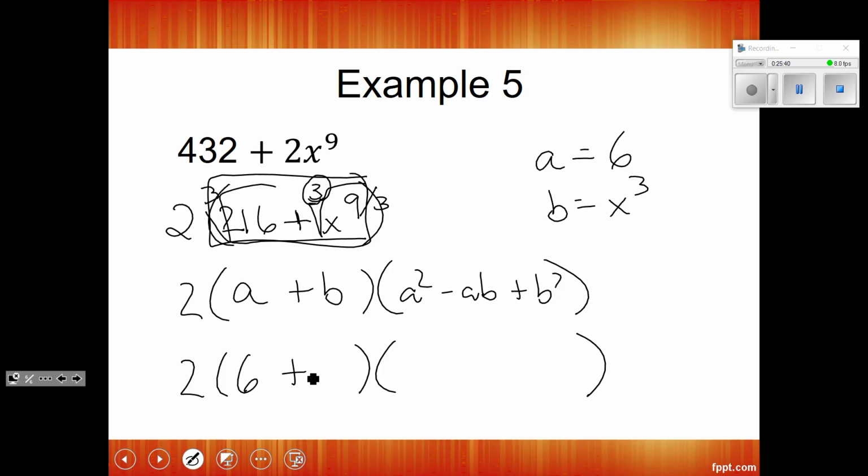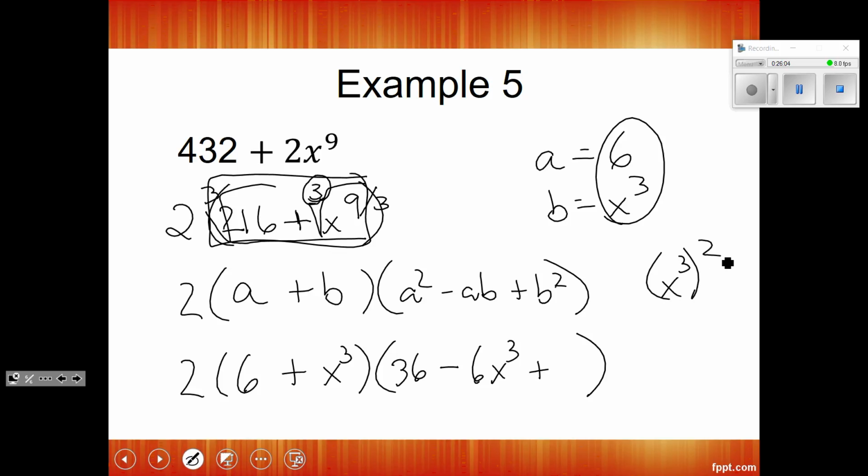6 plus x cubed, square the 6, so what will I have? 36 minus 6x cubed. Now be very careful here. What do I get when I square x cubed? I told you a second ago, am I going to add them or am I going to multiply them? What will I do with the 2 and the 3? Multiply them. When you're multiplying, you add the exponents.